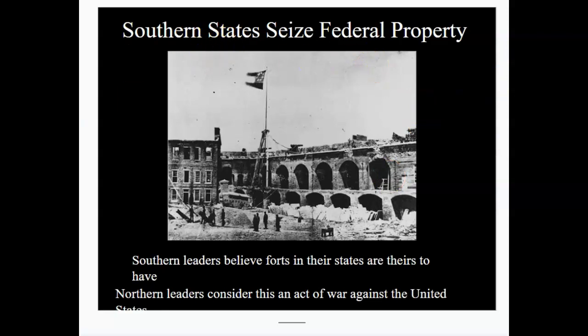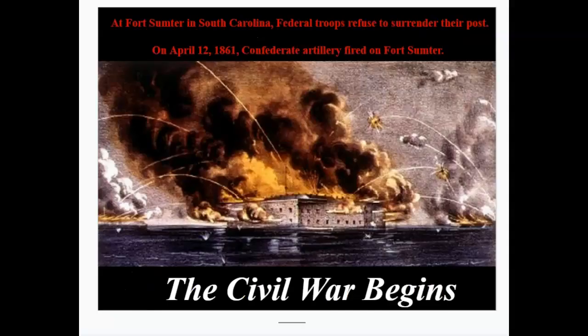One of the things that they're going to attempt to seize is Fort Sumter, and they are going to fire upon Fort Sumter, which is in South Carolina. Federal troops refuse to surrender, and eventually this is the first battle of the Civil War.